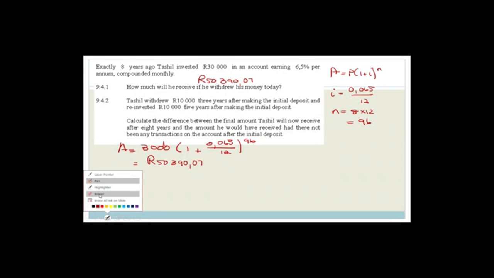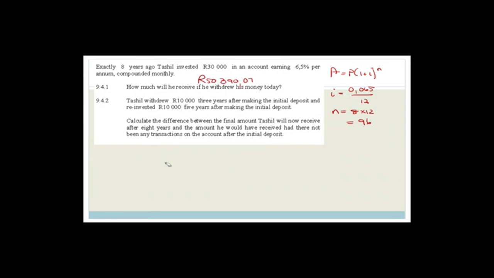Now we have to think about timelines because now things are a bit different. He actually takes out some money and then puts some money back in. It seems like it should work out the same, but it doesn't. Obviously it doesn't, because for that period where the money was gone, he's not earning interest on it. So let's look at the timeline.